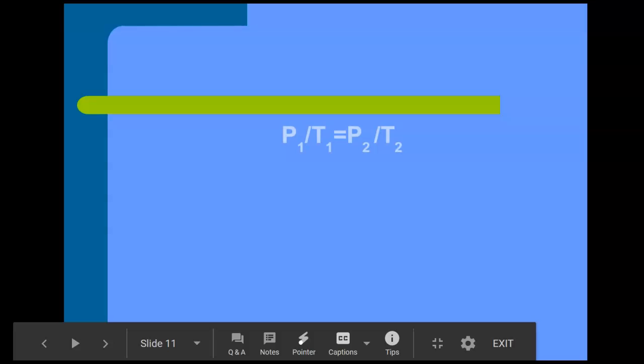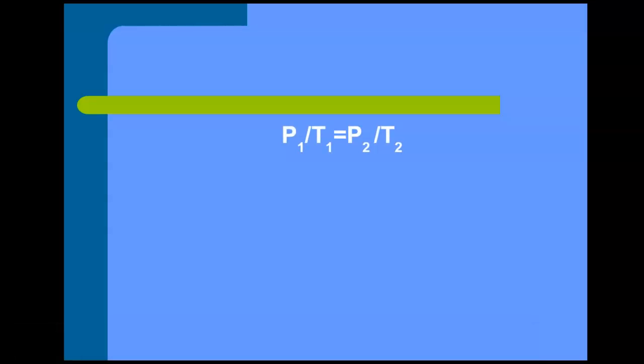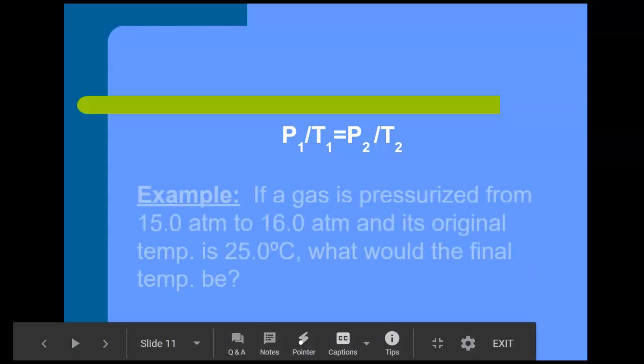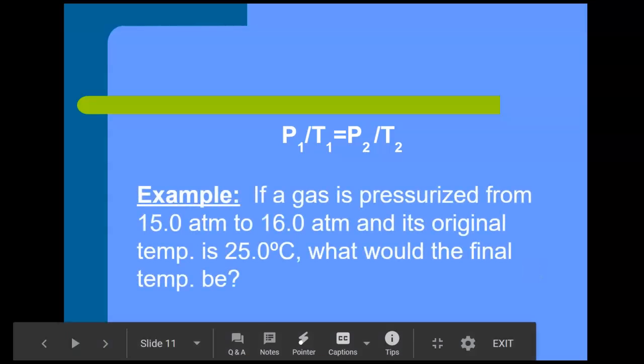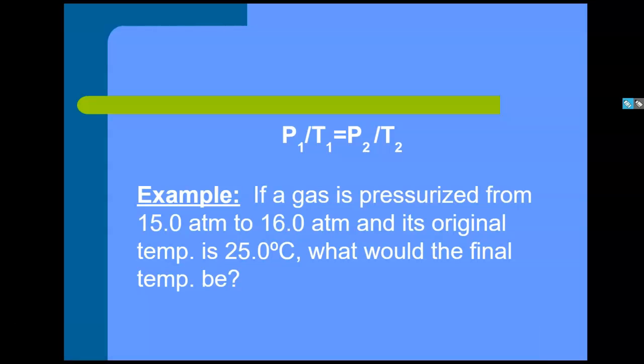Okay, so let's look at our equation. You'll notice that the thing that is being kept constant is not included in our equation. So this is going to be P1 over T1 is equal to P2 over T2. And so we will want to see if we can try an example of that. So in our example, we have, if a gas is pressurized from 15.0 atm to 16.0 atm, and its original temperature is 25 degrees Celsius, what would the final temperature be?